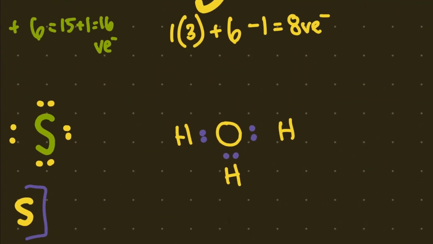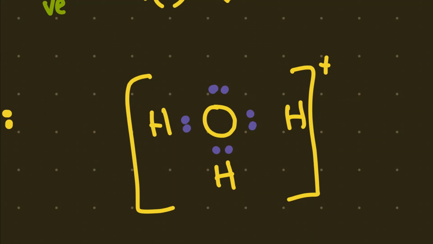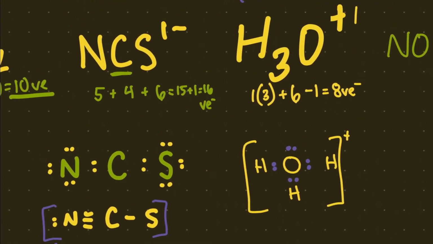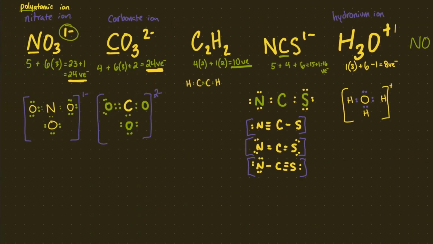2, 4, 6. I have 2 left. We can do that. Easy peasy. Don't forget your brackets and your 1 plus charge up there. Or you can just put a plus. The 1 is assumed. Remember I said chemists are lazy? I wasn't kidding.